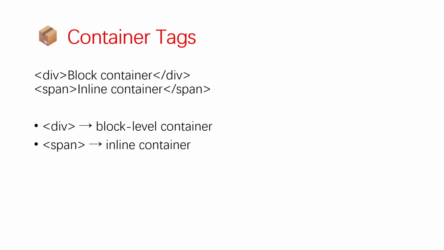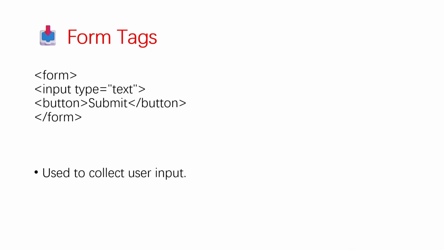For layout, we use container tags like div and span. Div is a block-level container, while span is inline. These help organize your content on the page. If you want to collect user input, you use form tags. Inside a form, you can have input fields and buttons for submission.